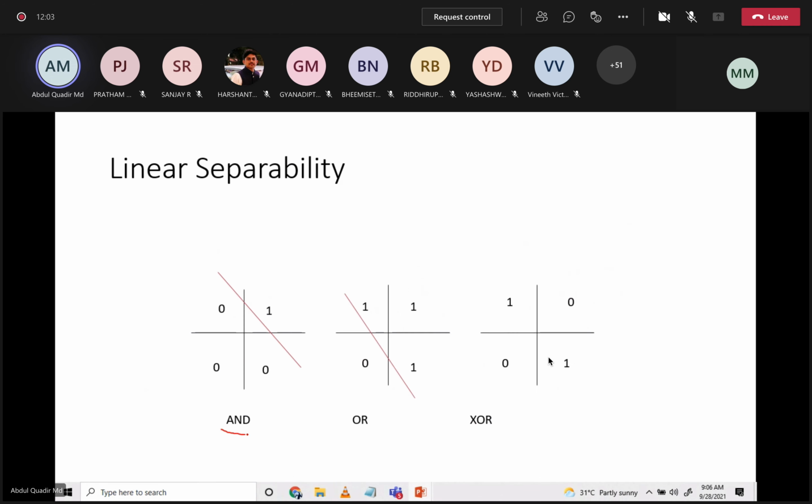Can you see? For the AND gate, we were able to separate. For the OR gate, we were able to separate. All above this are ones and all below this are zeros.